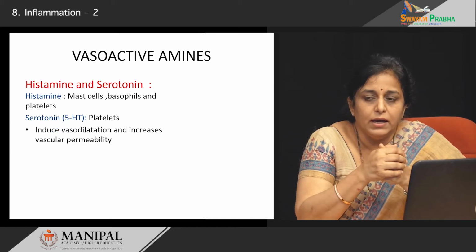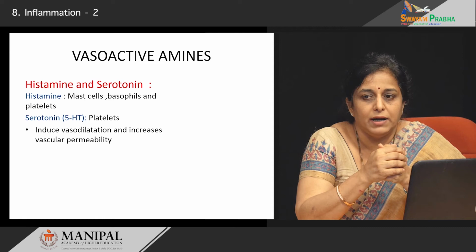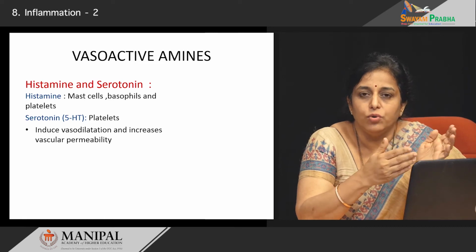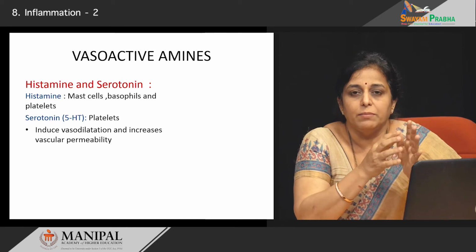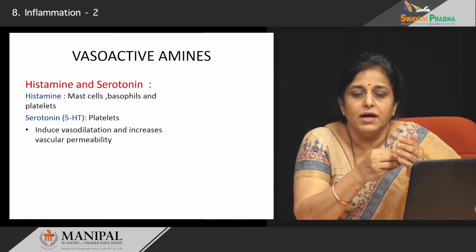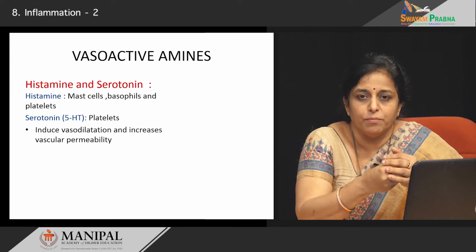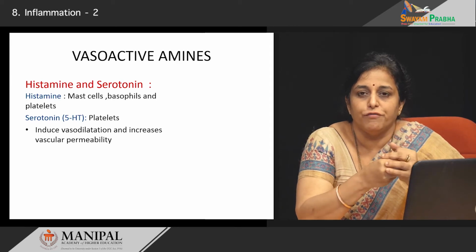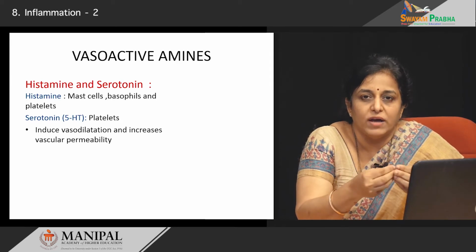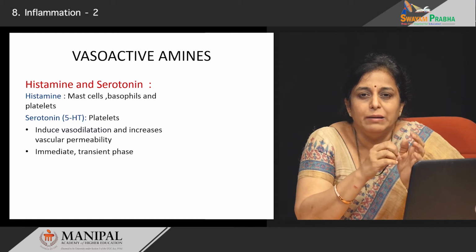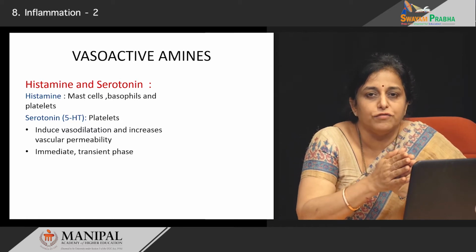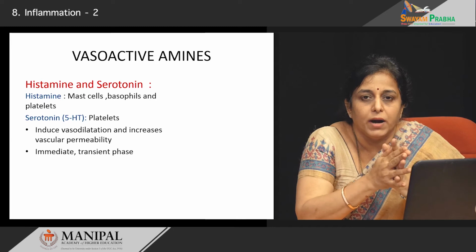Now, they cause their action mostly on the blood vessels. We learned during the vascular events of inflammation that mast cells at the site of inflammation release histamine within seconds or minutes of the entry of an injurious agent, resulting in vasodilatation and increased vascular permeability. The immediate effects that we see in case of inflammation are brought about by histamine.